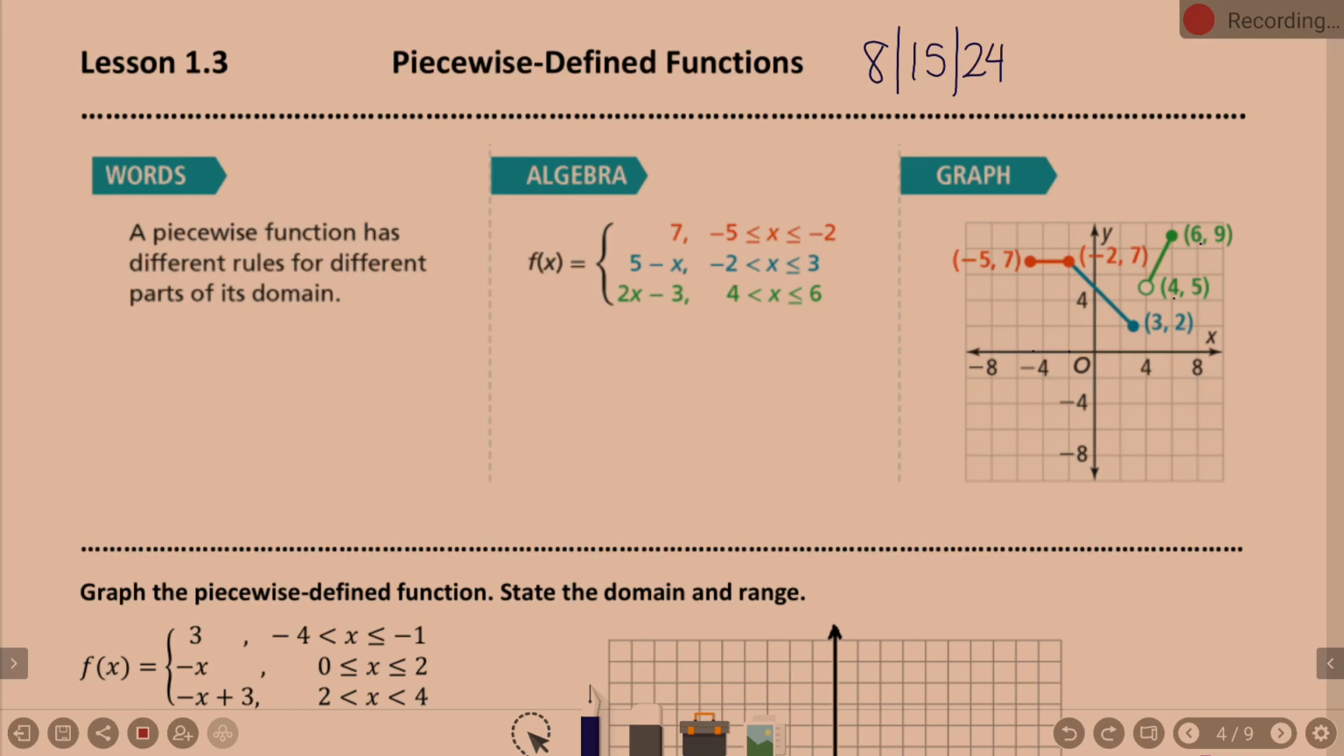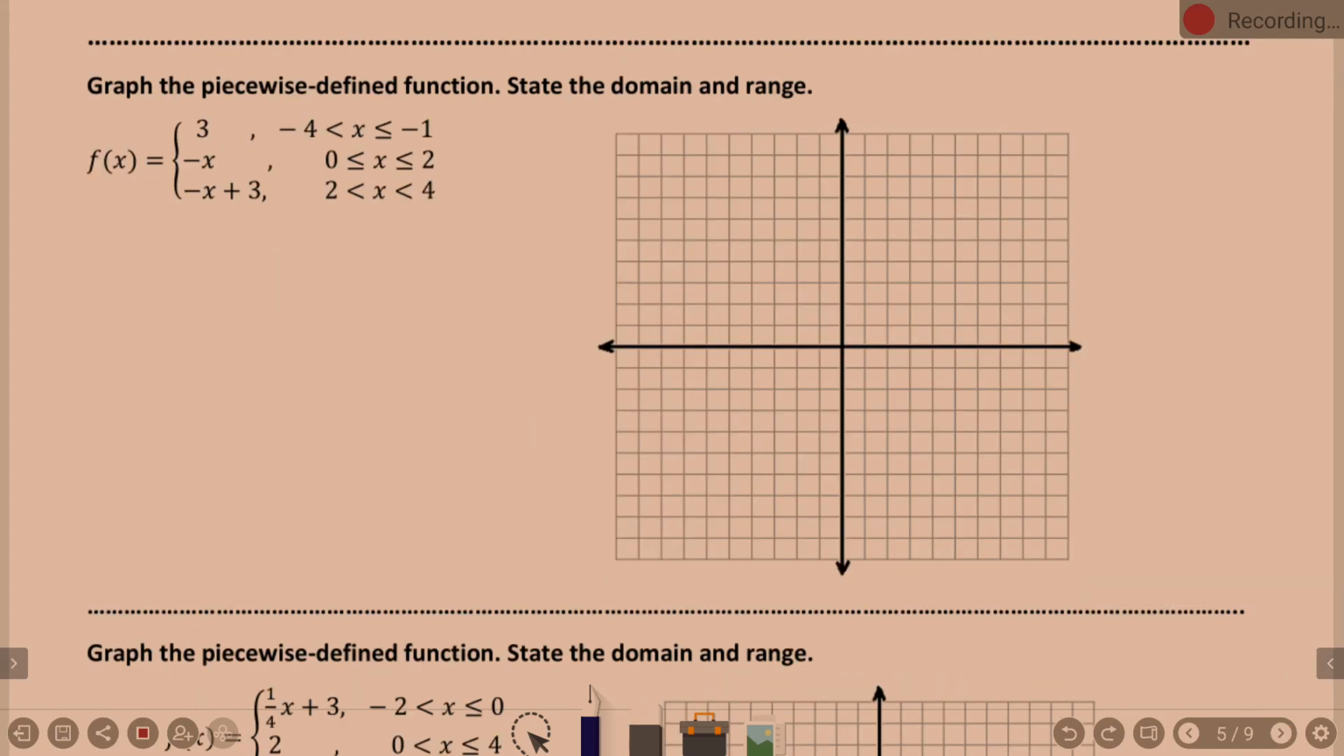So our first practice is we're going to try and draw one. I mean, I can sit here and point at this one all day, but we really just need to jump in and figure out how to draw the pieces. We're being asked to graph the piecewise defined function, and at the end, we'll have to state domain and range. They don't let us get away without that.